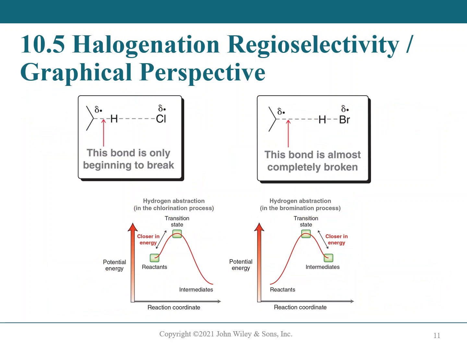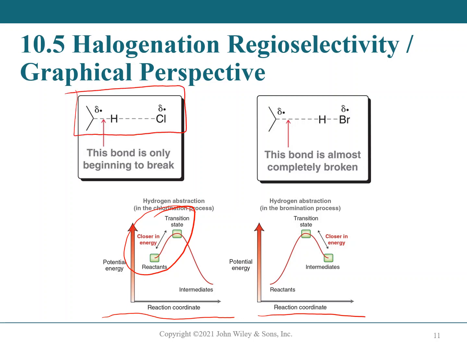So if we, again, look at these two reaction coordinates, the chlorination versus the bromination. Remember, we said the chlorination reaction has a transition state that looks more like reactants. If we're looking at this overall transition state on the top, our bond breaking, this little arrow, is only beginning to break.